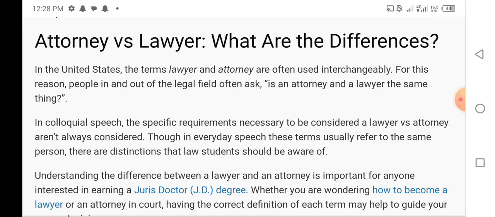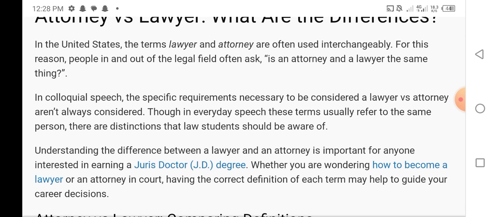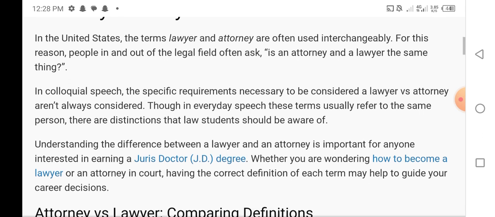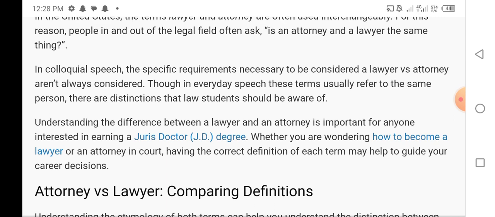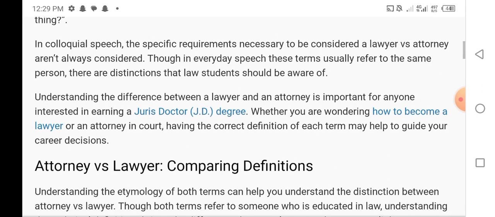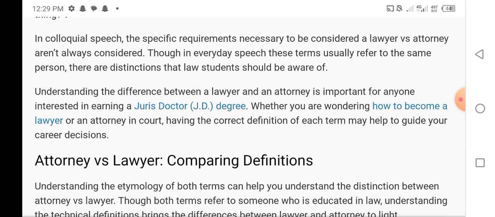Today we are talking about attorney versus a lawyer. What are the differences? In the United States, the terms lawyer and attorney are often used interchangeably. For this reason, people in and out of the legal field often ask, is an attorney and a lawyer the same thing? In colloquial speech, the specific requirements necessary to be considered a lawyer versus an attorney are not always considered, though in everyday speech these terms usually refer to the same person.